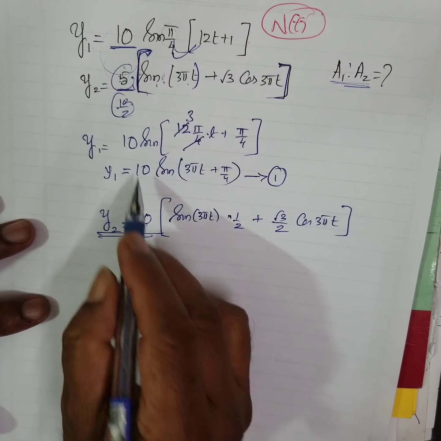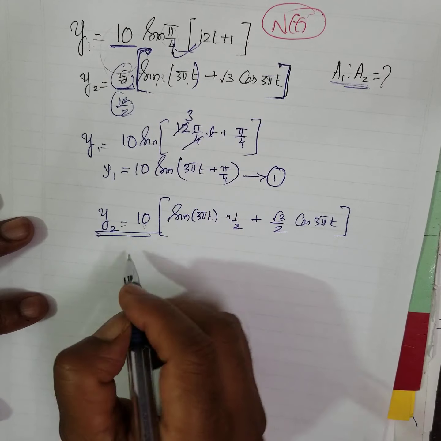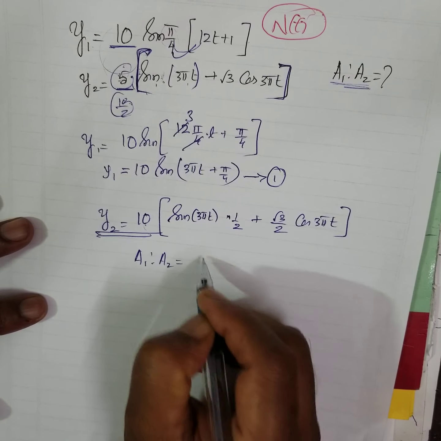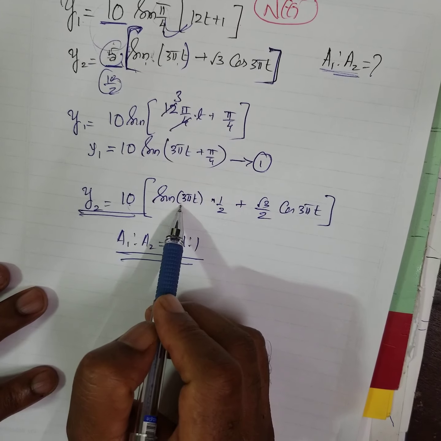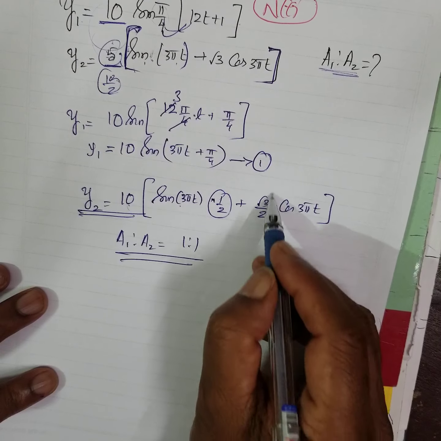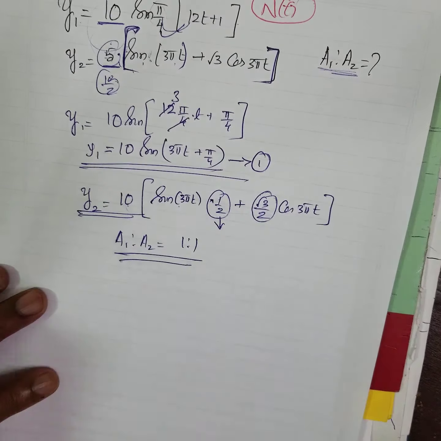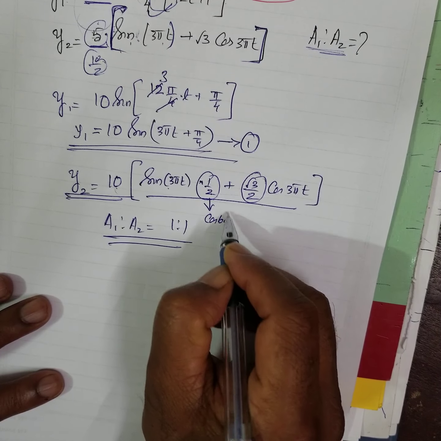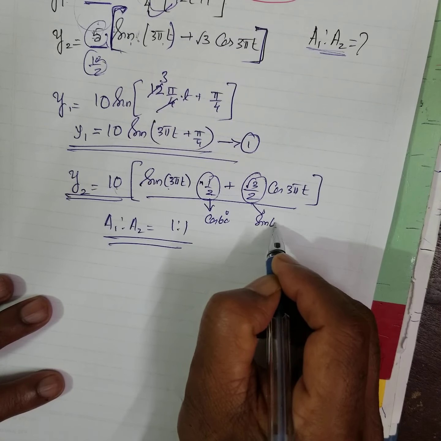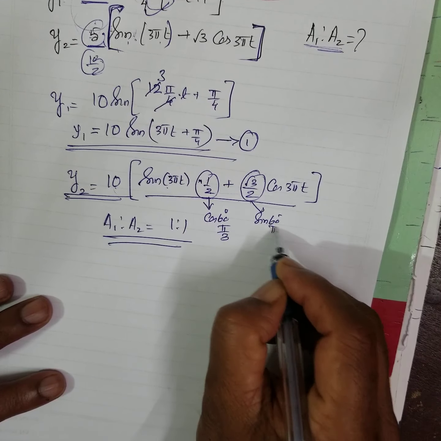Now I have made the amplitudes the same. The amplitudes are the same, therefore A1 is to A2 is 1 is to 1. This is also sure. How do you make it? Look, what is this? Root 3 by 2. It is a sine value, but are you sure this is going to be a sine curve? You can make it a sine curve. How? This is half, therefore cos 60 is half. Sine 60 is root 3 by 2. And 60 is pi by 3.